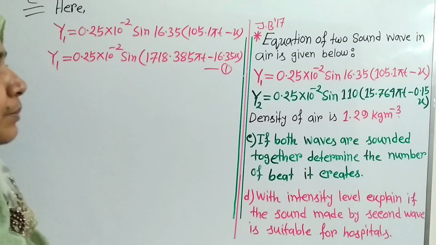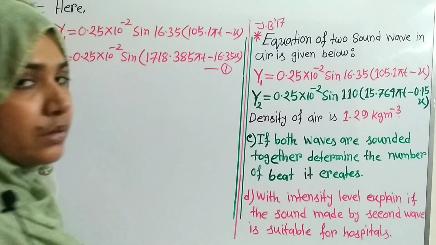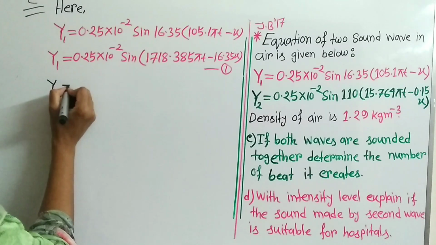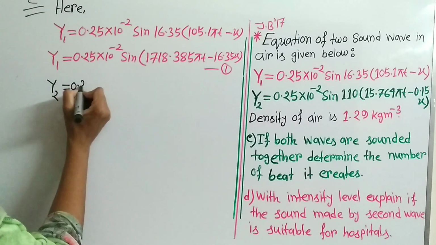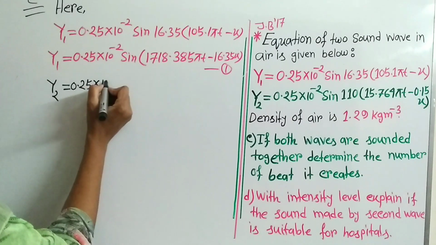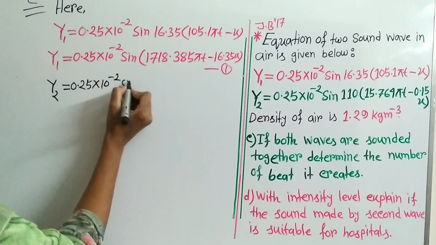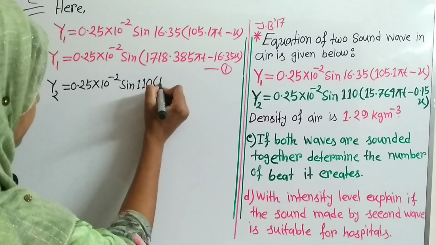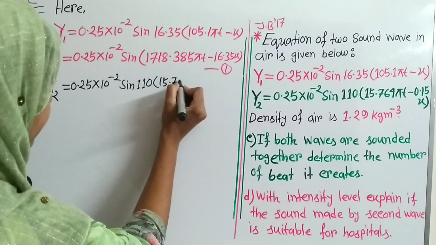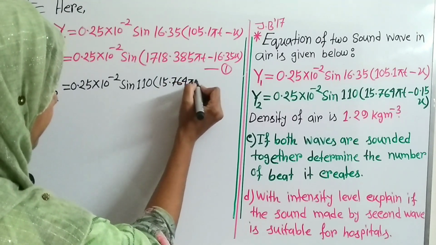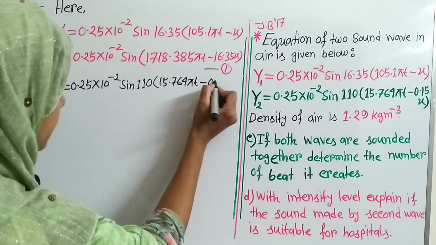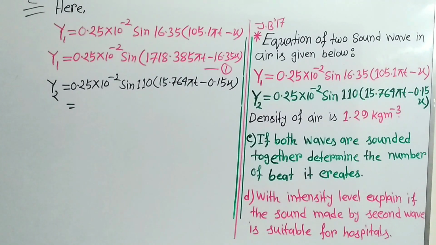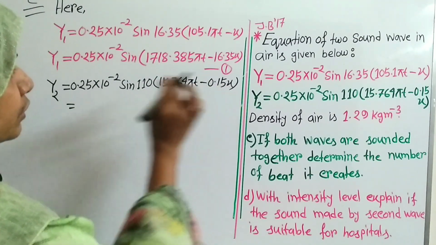Now, I am going to make a similar change with equation 2, that is y2, which is given here: 0.25 into 10 inverse 2 into sine 110 into 15.764 pi t minus 0.15 x. Now I am going to multiply 110 with these two quantities.